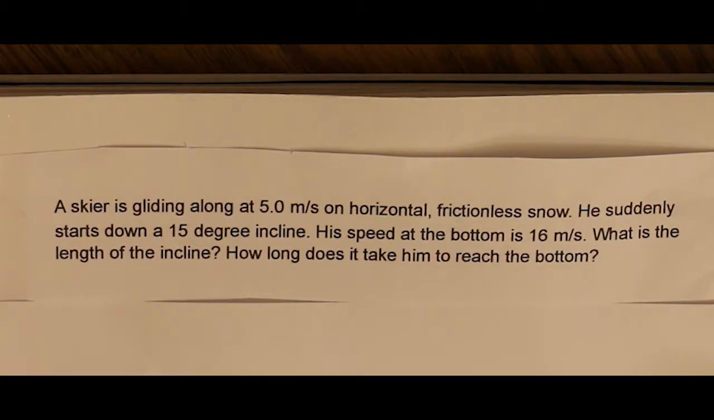Okay, a skier is gliding along at 5 meters per second on a horizontal frictionless snow. He suddenly starts down a 15-degree incline and his speed at the bottom is 16 meters per second. What is the length of the incline and how long does it take him to reach the bottom?